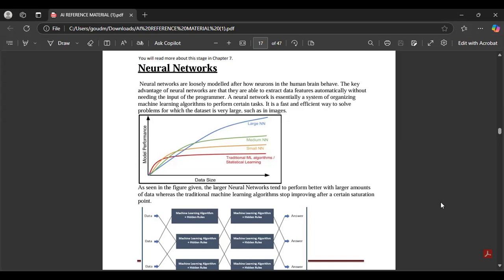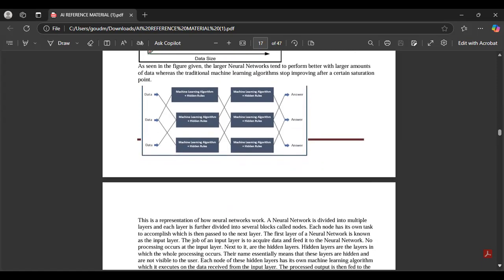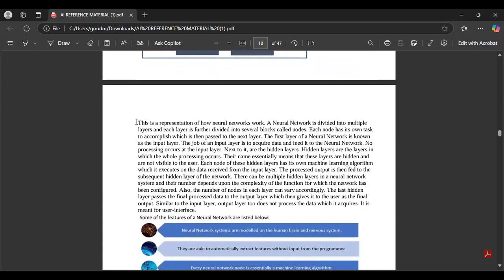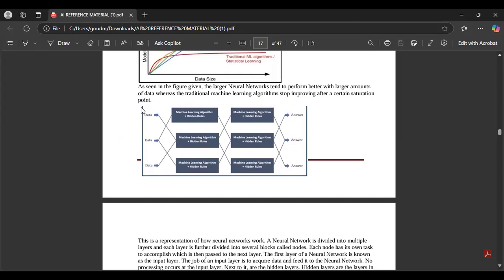So this diagram is very important, as I said, and the 3 layers: input layer, output layer, and hidden layer. How they are going to work, you have to explain in this paragraph, children. This is a representation of how neural networks work. When they ask you to write about neural networks, you have to write the definition and the 3 types of layers. Along with this diagram, children, there is a scope of 4 marks: this input layer, hidden layer, output layer.